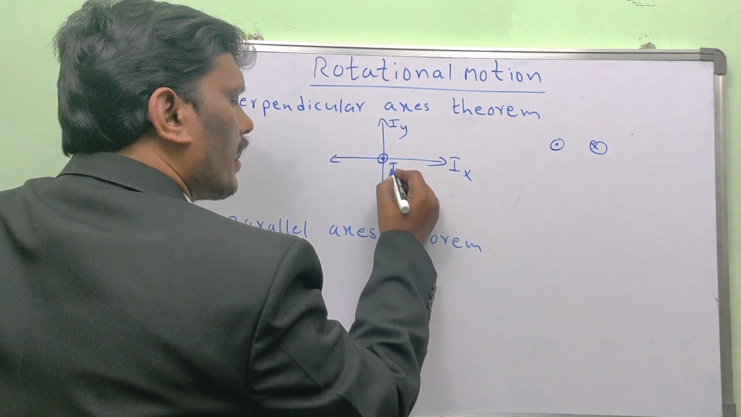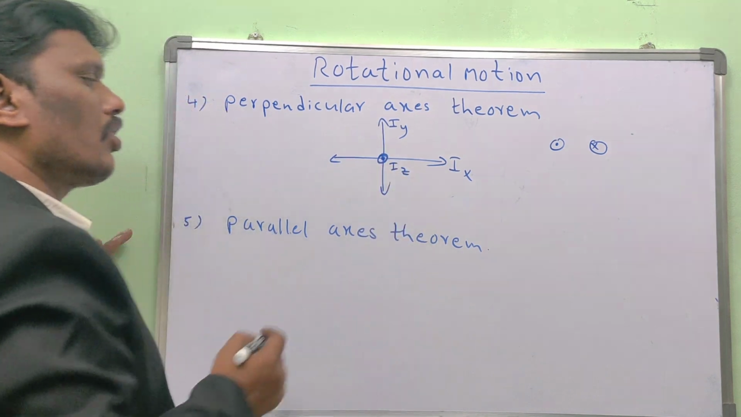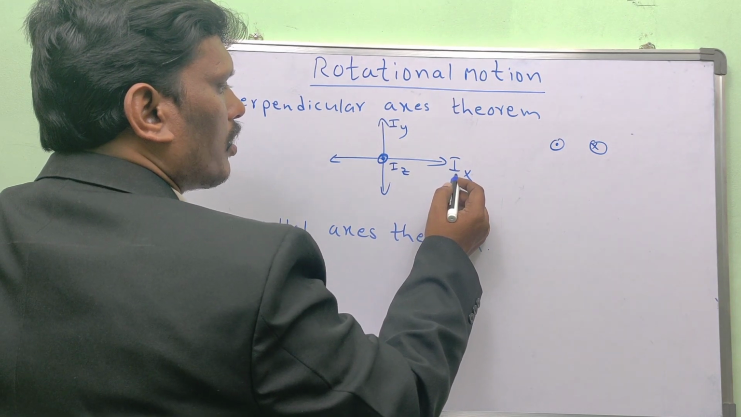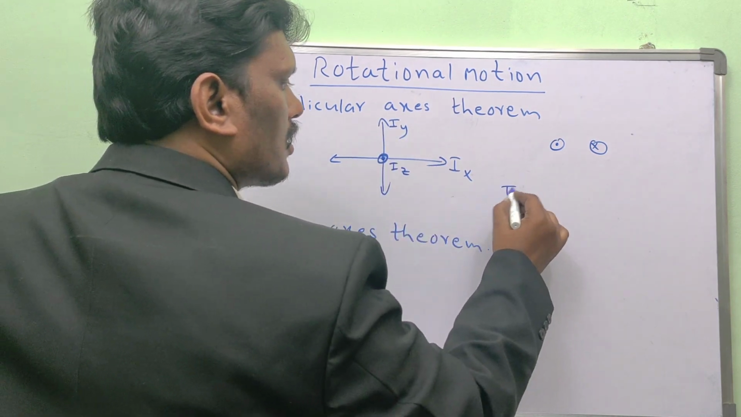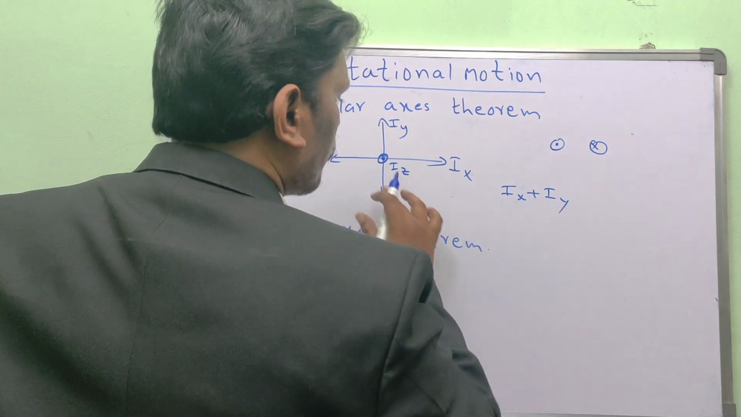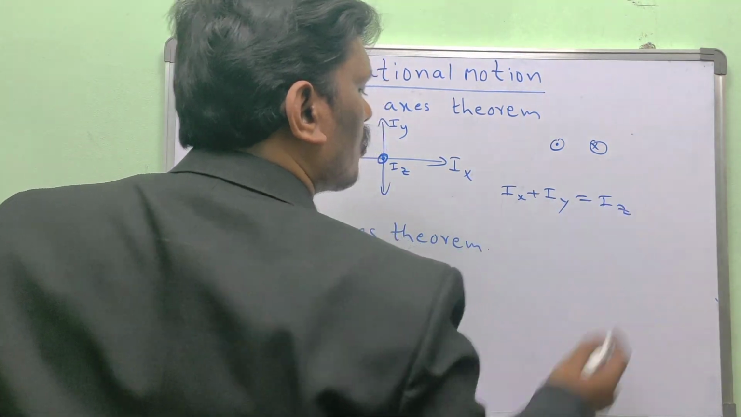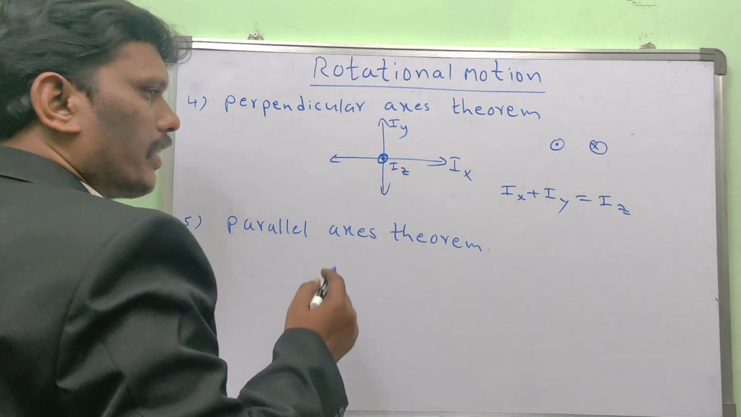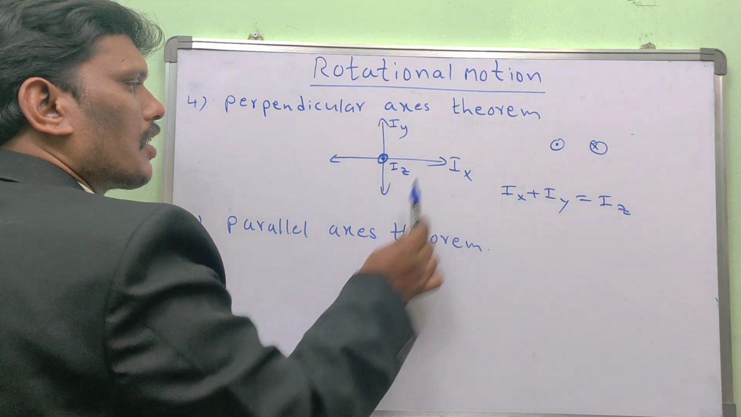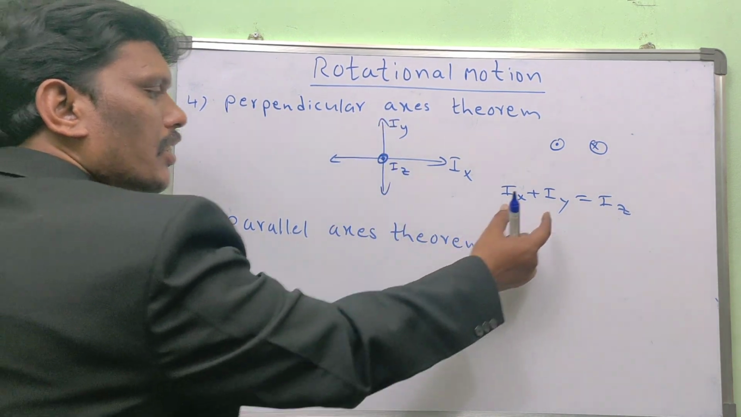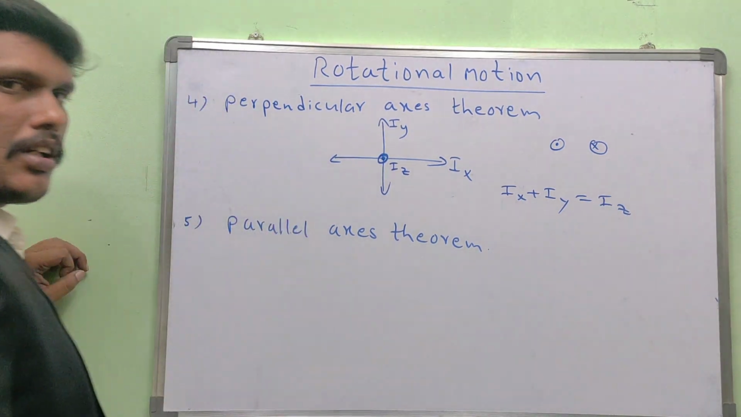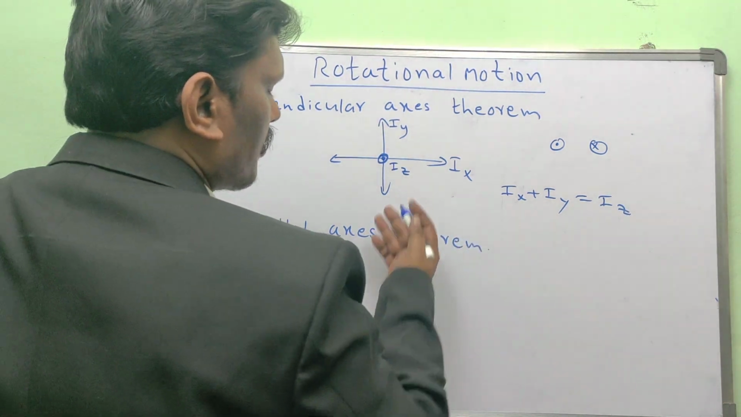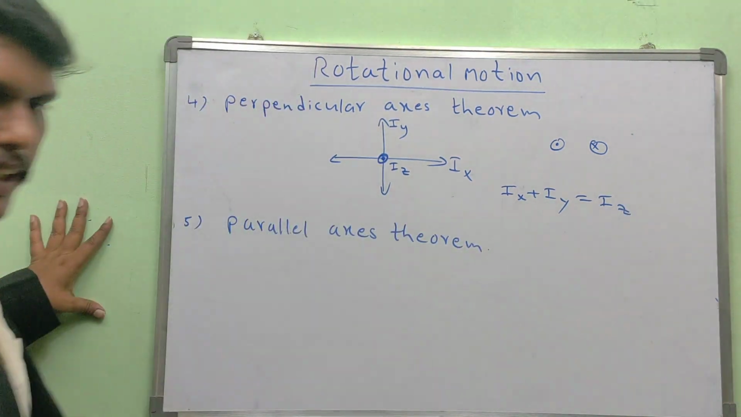So whatever it may be, I am going to consider a z-axis here. So this is the z-axis, this circle. So I need to calculate moment of inertia about the z-axis. If I know the moment of inertia about the x-axis and about the y-axis, just add both. You are going to get the moment of inertia about the z-axis. So for any body, if you know the moment of inertia about x-axis and moment of inertia about y-axis, add both. You are going to get the moment of inertia about the z-axis. That's all. By simple logic, we can calculate moment of inertia about the z-axis.